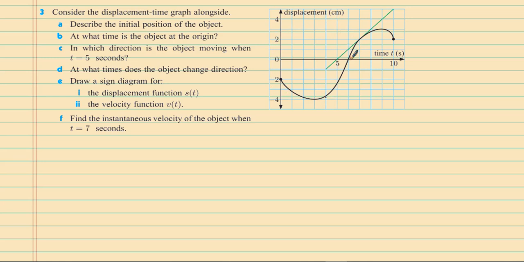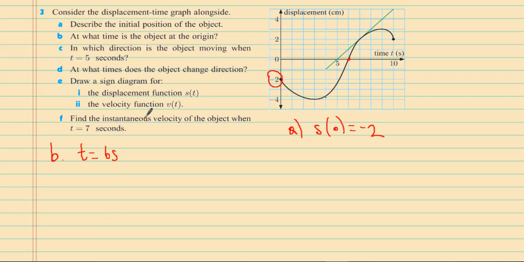Now we have the displacement graph. Describe the initial position of the object. The equation is not given, everything is given on the graph. In part A, what do they ask? What is your location at time 0? You are at -2, which we can see from the graph. Part B, at what time is the object at the origin? The origin is here, so at what time does it cross this axis? We can see at time equals 6 seconds.